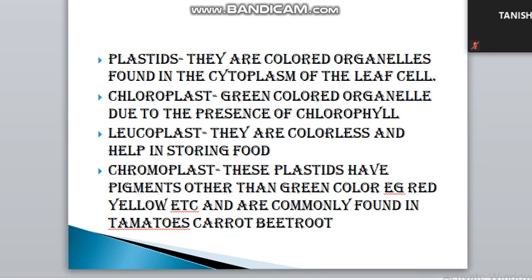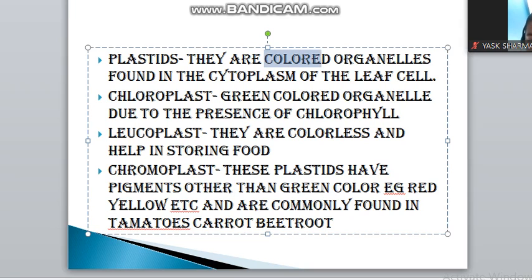First thing, these are plastids. Do not compare this with synthetic fiber and plastic. Plastic is different and plastids are different. Plastids are colored organelles. These are the colored ones, so maybe green, yellow, orange, magenta, any color will be there. They are the colored organelles found in the cytoplasm of the cell.